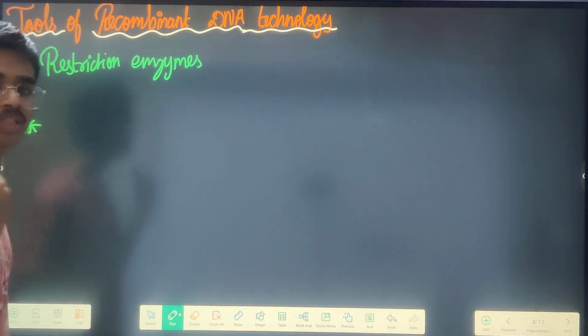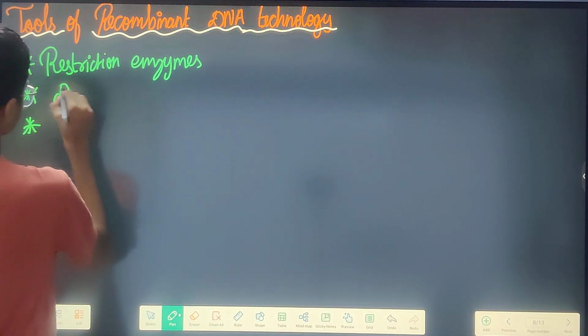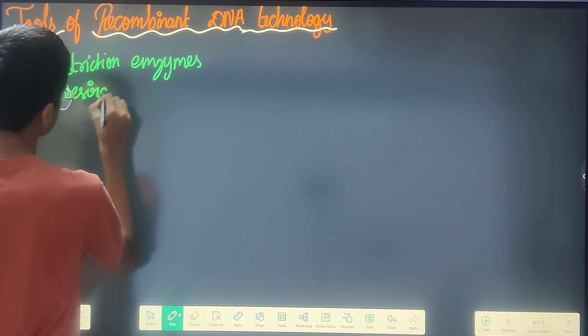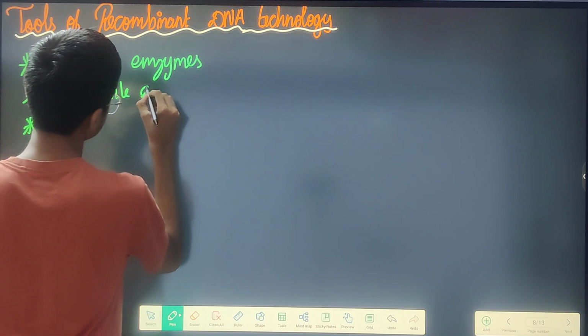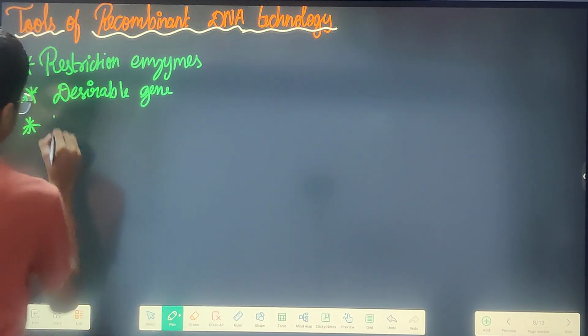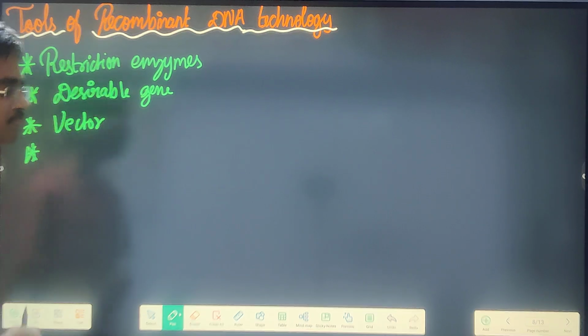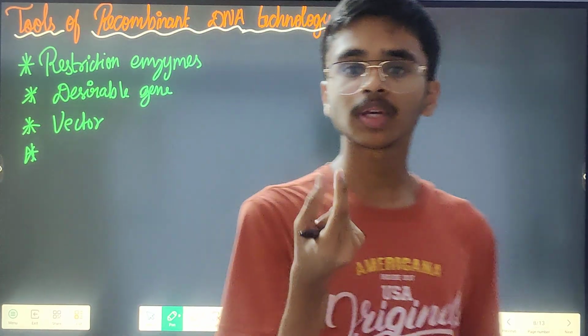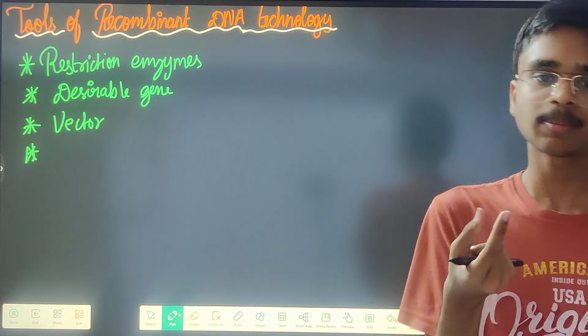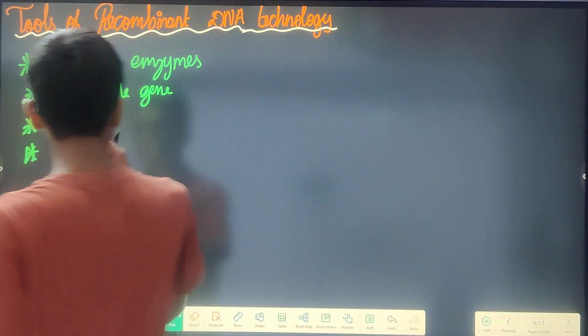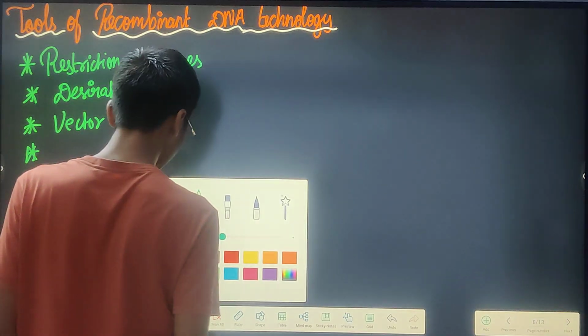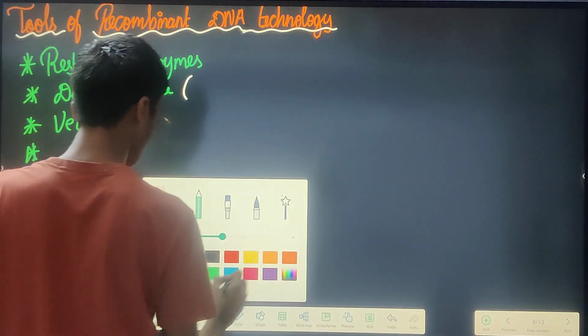You will have the need of a desirable gene. Then you want a vector, the particular place where you have to insert that desirable gene. This desirable gene is also called an alien gene.